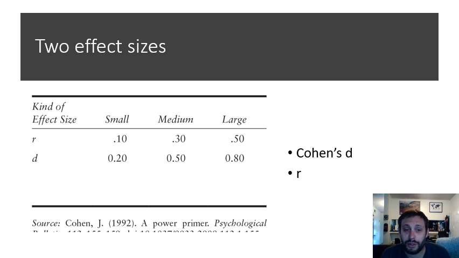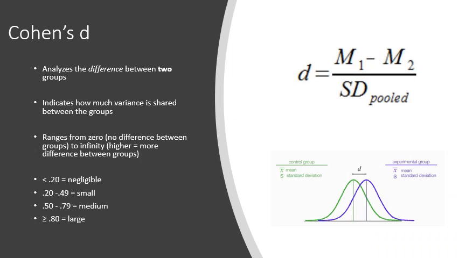A medium correlation is those that take on a value of around 0.30, and a large correlation is one that takes on a value of 0.50. We can additionally talk about Cohen's d, in which we're analyzing the difference between 2 groups. This indicates how much variance is shared between the groups and how different their means are.